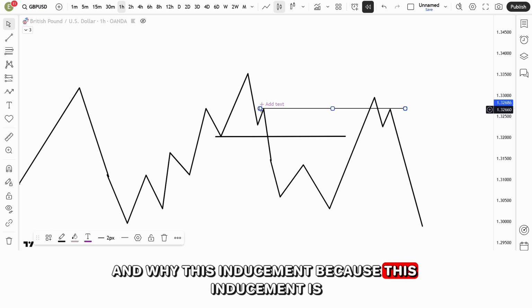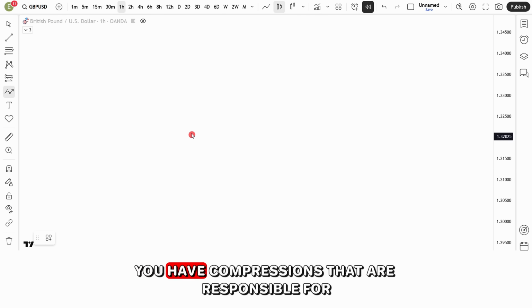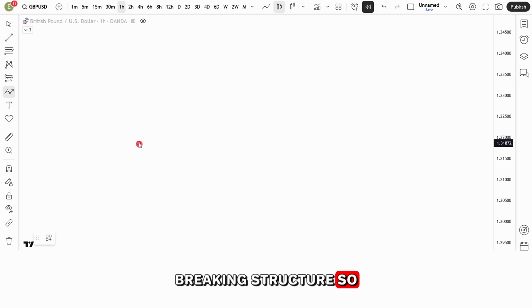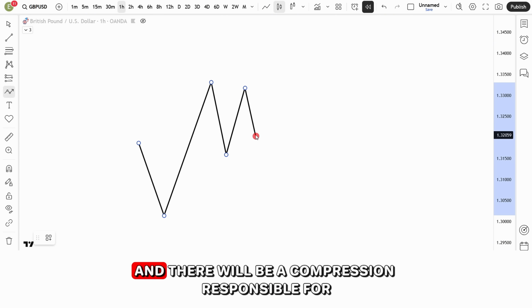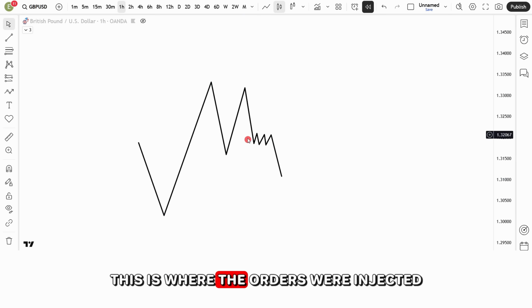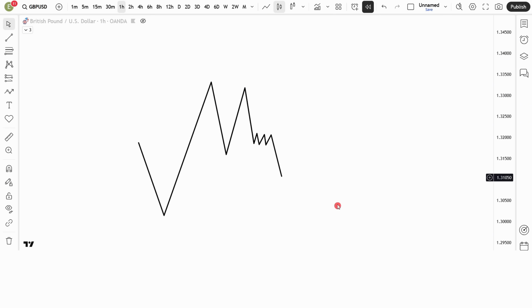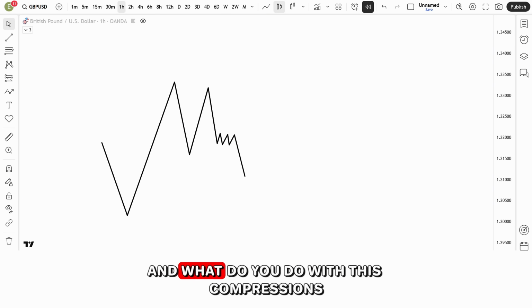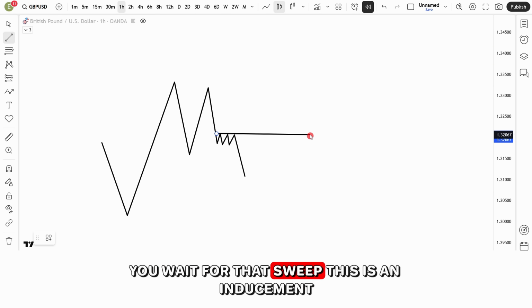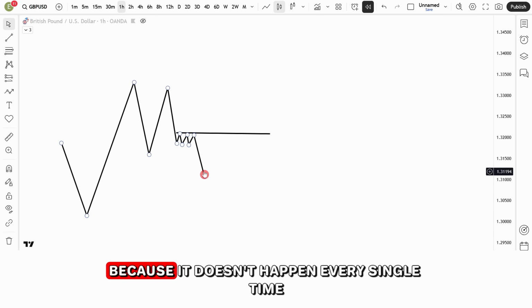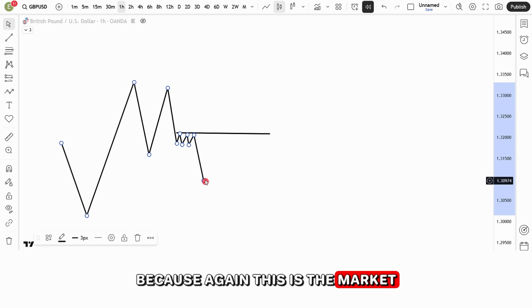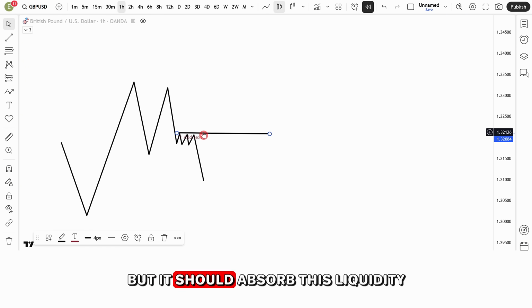And before we go to the next example, this is something I really need you guys to understand. There's two types of compressions. You have compressions that are responsible for breaking structure. So let's say this is the structure, price rejects, and there will be a compression responsible for breaking that structure. This is where the orders were injected to commit to that break. So this is one type of compression. And what do you do with this compression? You wait for that sweep. This is an inducement. Price should absorb this liquidity. Can't say will, because it doesn't happen every single time, because again, this is the market. It's a game of probabilities, but it should absorb this liquidity.